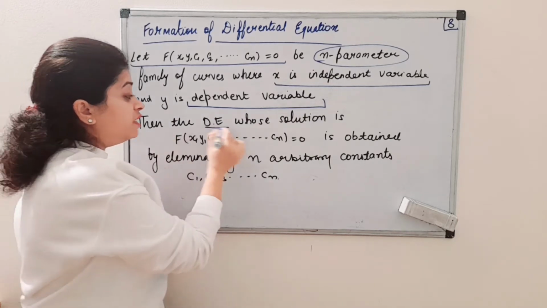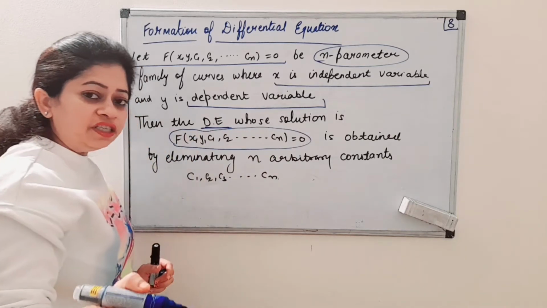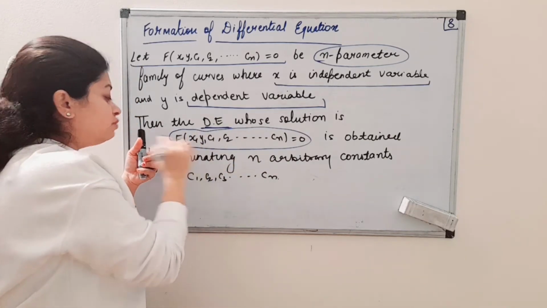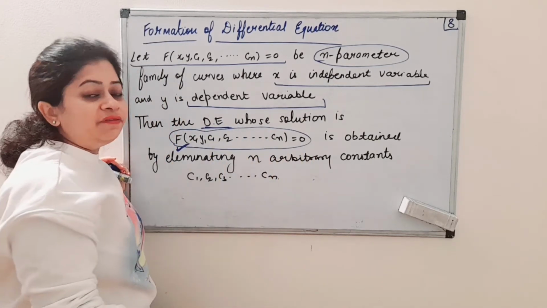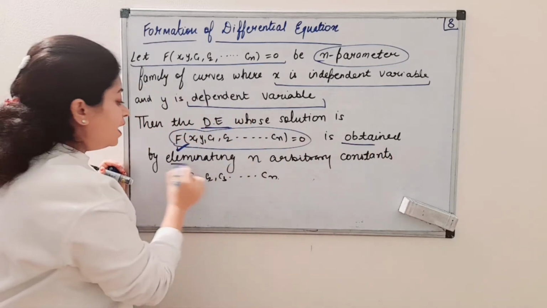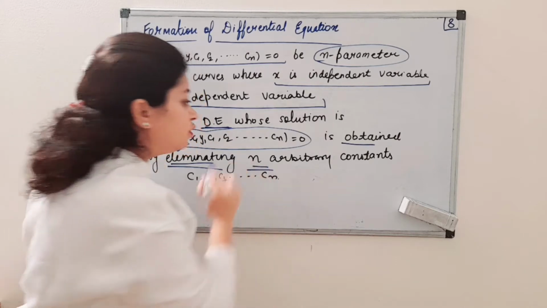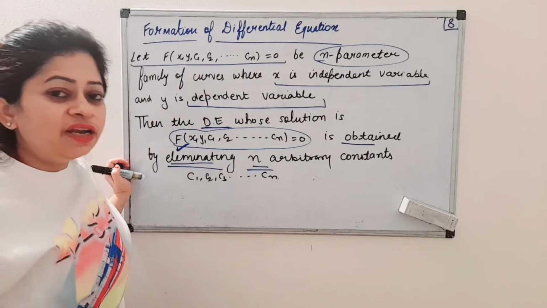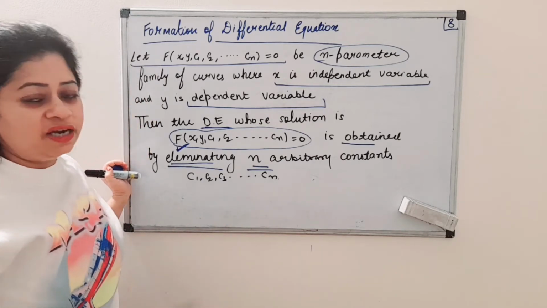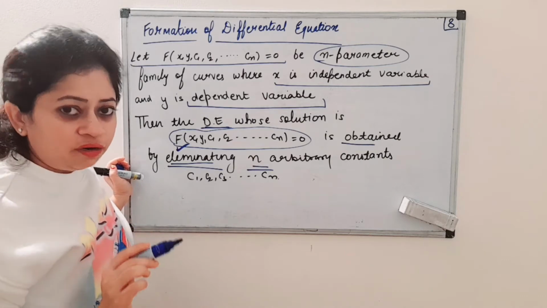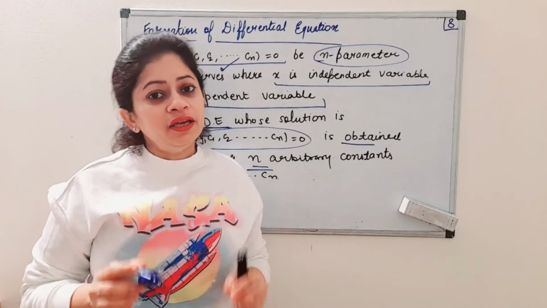Then the differential equation whose solution is this: we need to form a differential equation whose solution is this. If we have the solution, we need to make the differential equation. How do we obtain that differential equation? It is obtained by eliminating those n arbitrary constants. If we have two arbitrary constants, we will eliminate those two. If we have 3, we will eliminate 3. If we have 1, we will eliminate 1, and so on. If we have n, we will eliminate n arbitrary constants.